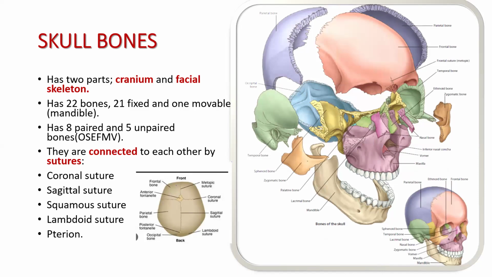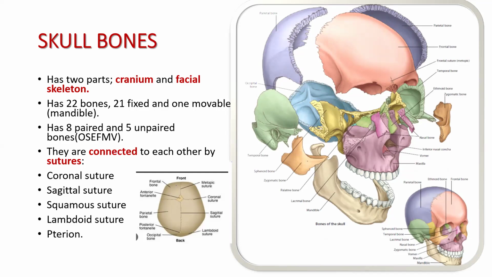And the unpaired ones, we have the occipital bone, we have the ethmoid, we have the facial bone, we have the frontal bone, we have the mandible, and the others. So they are connected to each other by sutures. The sutures are illustrated in the picture down here.